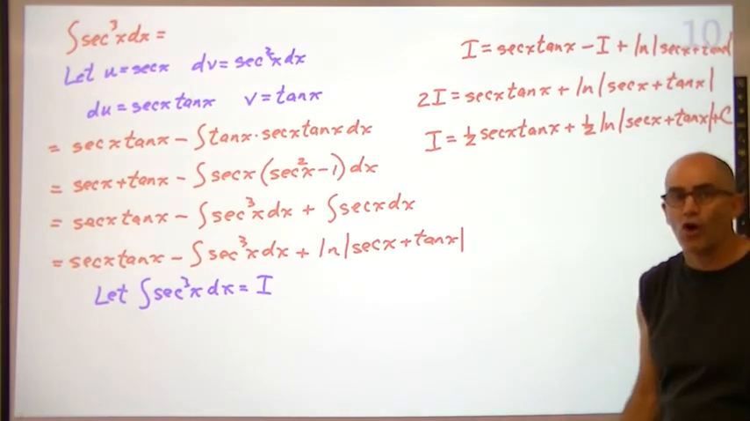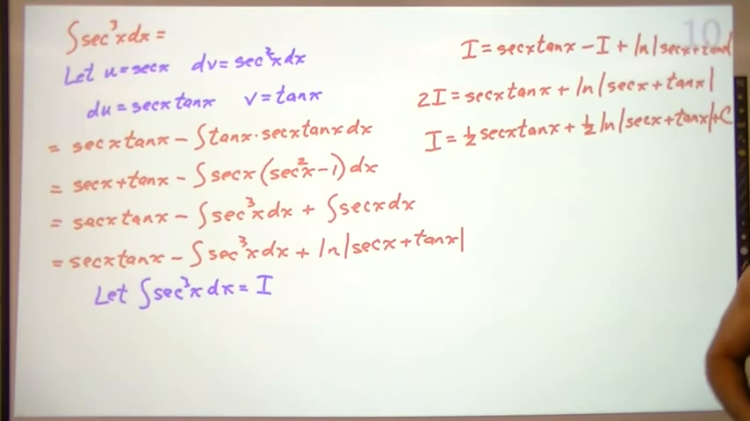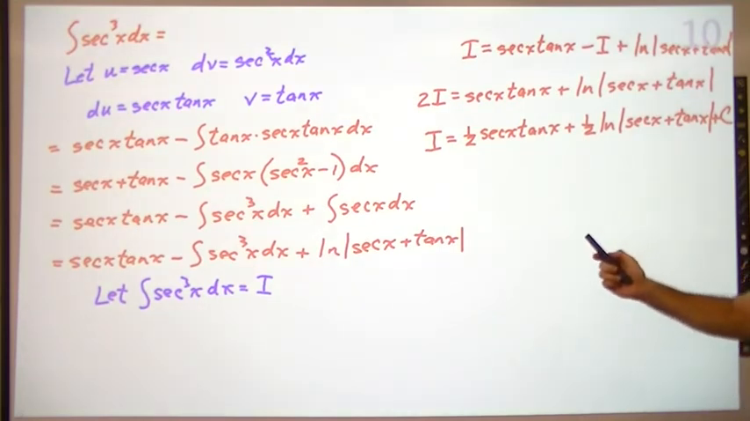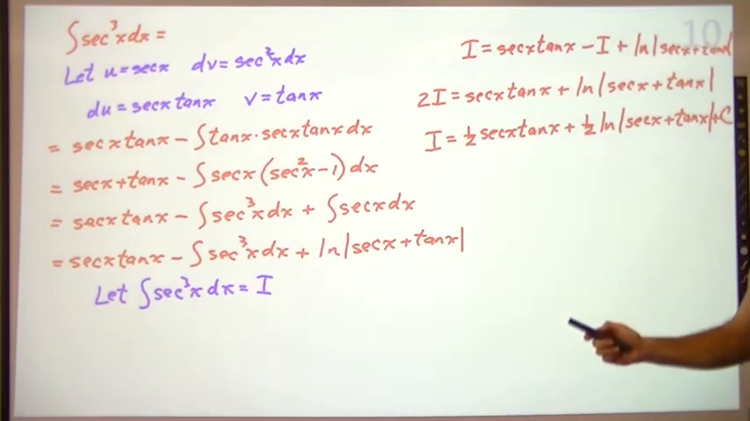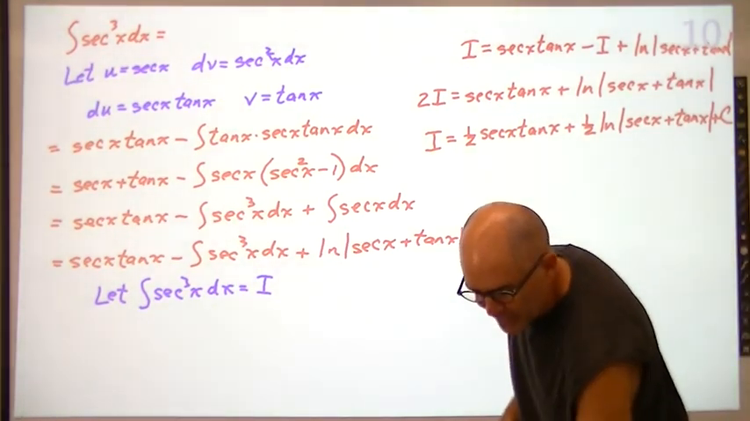That's it, game over. Let's see if we got it right. So 1/2 secant tangent plus 1/2 natural log. Yes, we got it right. So that's it. Have fun with these.